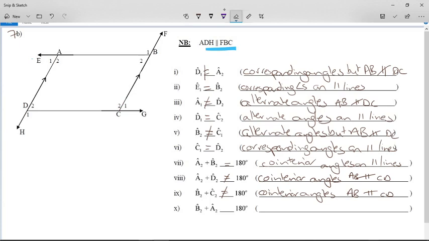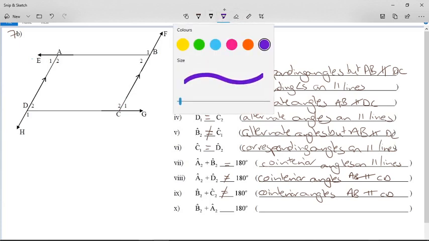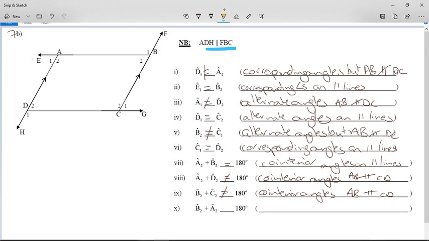And then the last one here is B2 plus A2. Here is B2 and here is A2. I can go up, across, and down, and these are indeed inside. They are co-interior because I'm making that C shape. Which sides are holding them in? This parallel side and this parallel side. So they are co-interior angles on parallel lines, so they will add up to 180. They are supplementary.